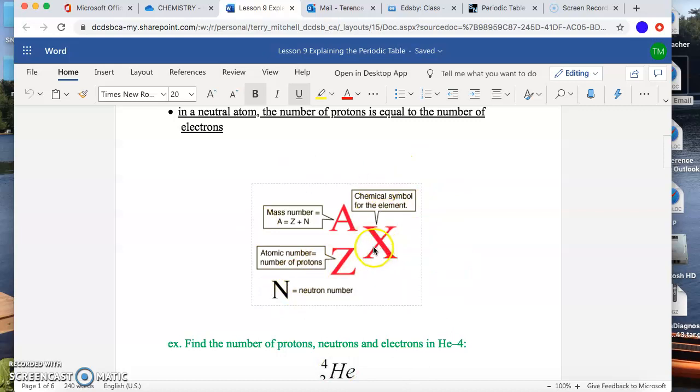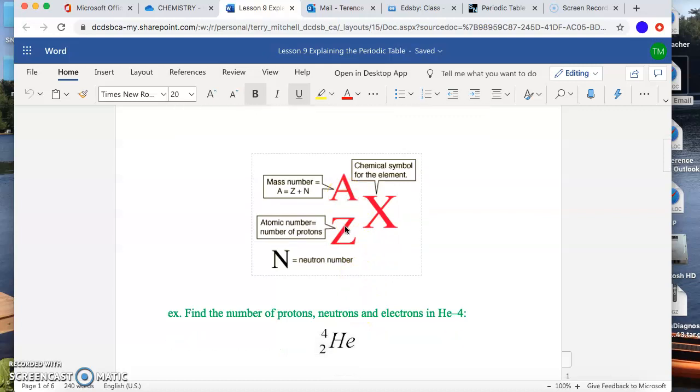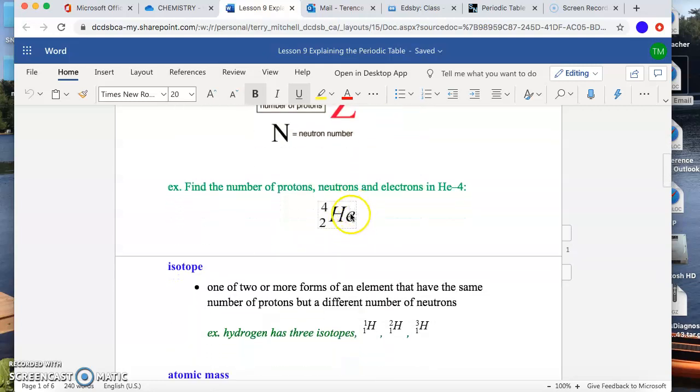So this X is just representing, say, lithium, so that would be the element symbol, so we'd put an Li here. The mass number we know is 6 point something, 6.93 or something like that, so rounded it would be 7, and the atomic number is 3. And the mass, of course, is the protons plus the neutrons. So for helium here, helium-4 has an atomic number of 2. So that tells us that it has 2 protons in its nucleus.